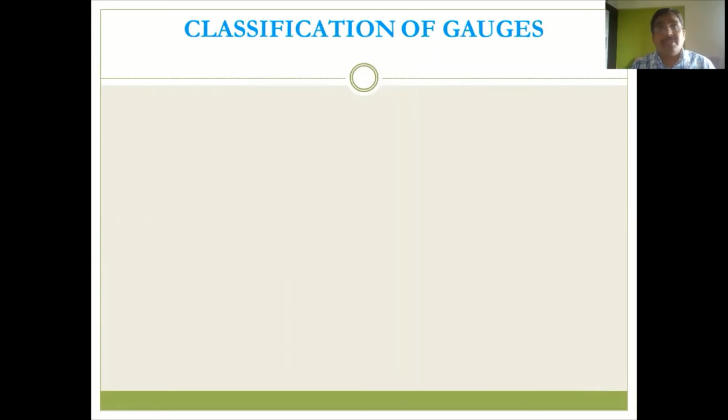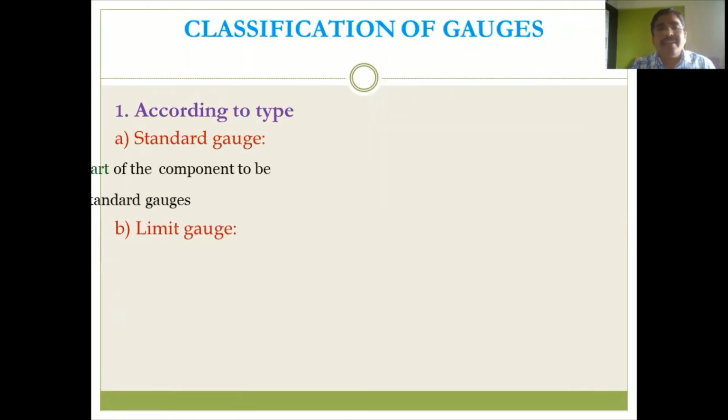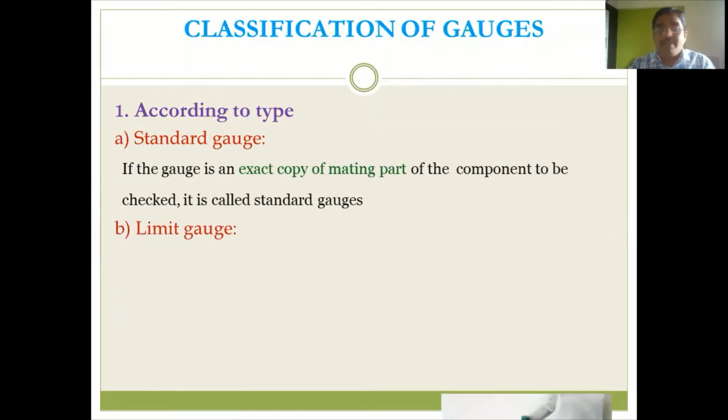Now classification. Gauges are actually classified into 4 groups. We'll see one by one. First is according to the type. According to type, the first part will be a standard gauge, second is the limit gauge. Standard gauge means what? I will show the example.